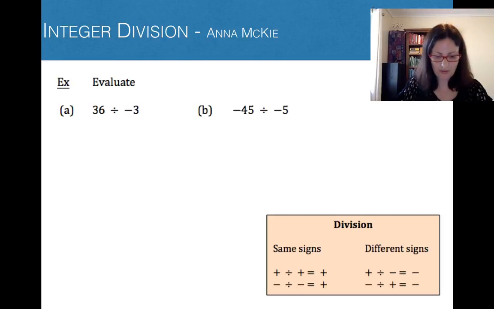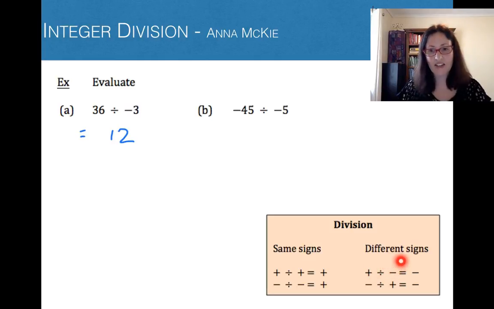Let's start with these examples. We're asked to evaluate, which is another word for calculate or solve or work out. As with multiplication, I suggested just looking at the numbers to start with and worry about the sign later. So if we have 36 divided by -3, thinking about the numbers, we would have 12. Now, this number here is positive, even though we can't see the positive sign, and this is a negative. So coming down to this box here, if we have different signs, one positive, one negative, the answer will be a negative number. So then the answer here is -12.